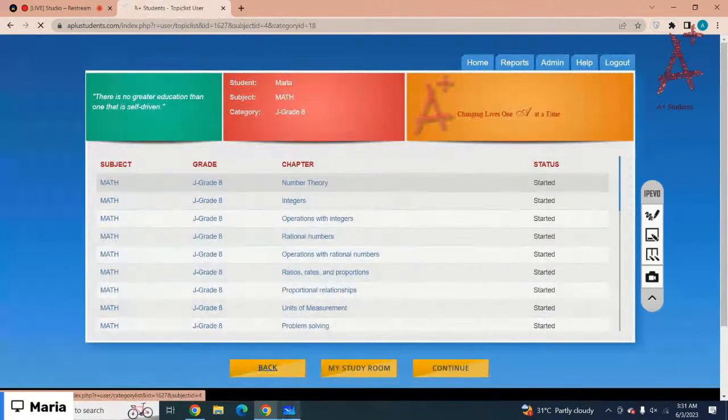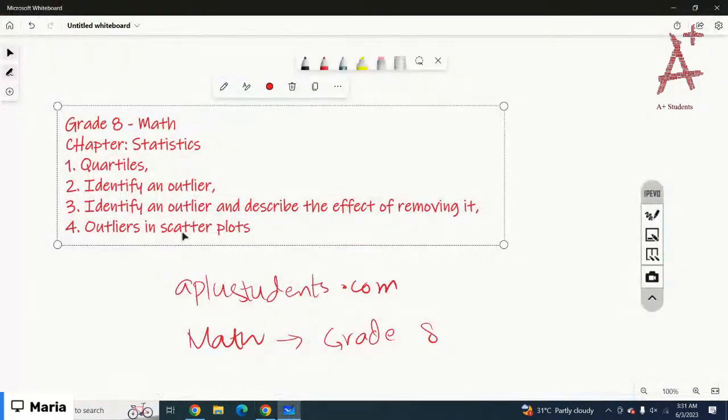So we'll be working on grade 8 maths. The chapter we're working on is statistics, and the lessons we have covered are quartiles, identify an outlier and describe the effect of removing it, and outliers in scatter plots. Please make sure before the next session you complete all the test questions for the lessons we did today. If you need more help with the lesson, you can contact any tutor on Skype. They are available from Monday to Friday, 5 to 9.